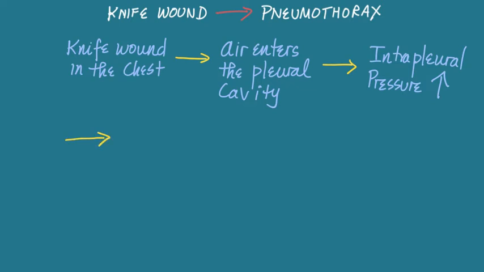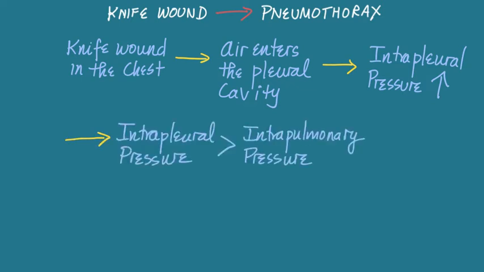The intrapleural pressure now is greater than intrapulmonary pressure. This pressure pushes against the walls of the lung and collapses it.